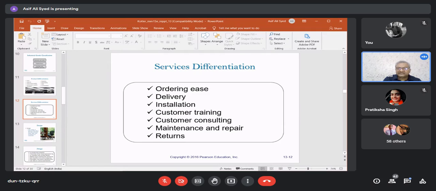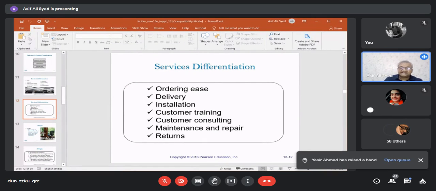Then we have returns. That is, you want to have controllable returns or uncontrollable returns. That is, if you're not using a product and you would like to have it changed, what exactly is the facility which is there? Yes, Yasir?